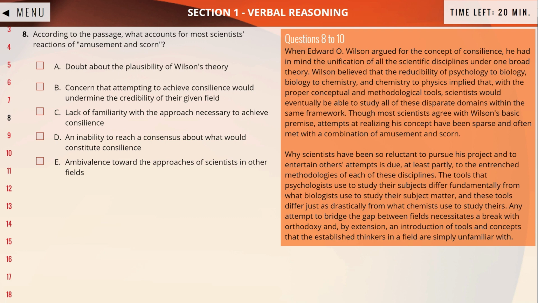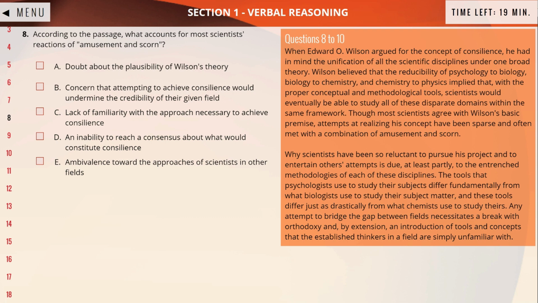Why scientists have been so reluctant to pursue his project and entertain others' attempts is due, at least partly, to the entrenched methodologies of each of these disciplines. So they're entrenched, they don't want to work with each other, I guess. The tools that psychologists use to study their subjects differ fundamentally from what biologists use to study their subject matter. Makes sense? And these tools differ just as drastically from what chemists use to study theirs.